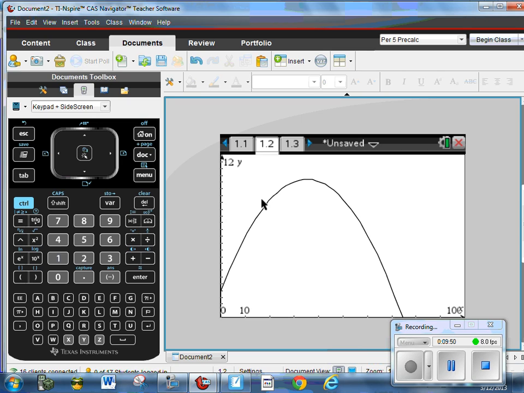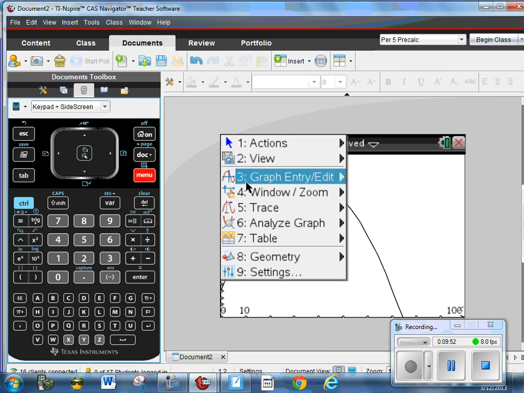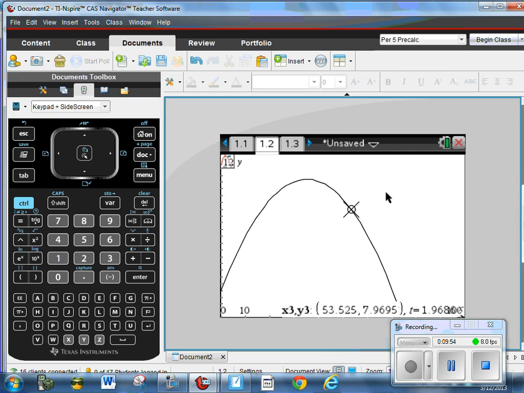Now if I go to trace this graph, right there, graph trace, you can see what is showing down below. It shows me the time, 1.5 seconds, when I move my cursor, and the x and y coordinates of the ball at that time.